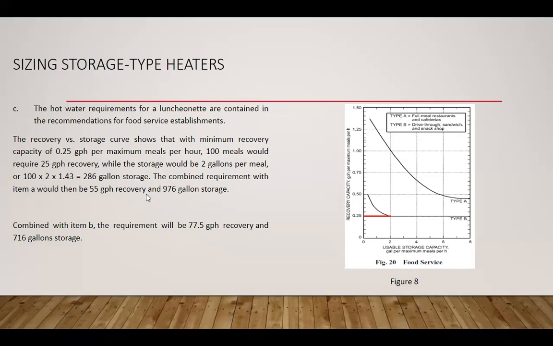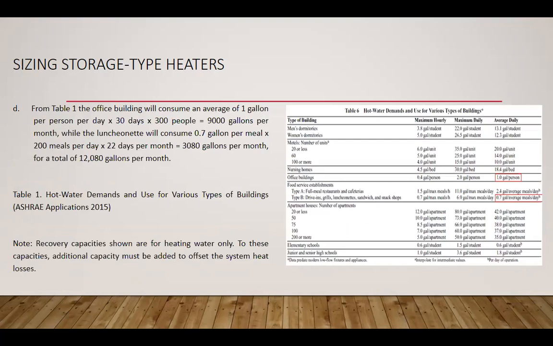So the combined requirement with item A would then be 55 gallons recovery. Add mo yun. 30 plus 25 is 55. So this is 976 gallons storage. So i-add mo doon sa A. So combined with item B, the requirement will be 77.5 gallons per hour recovery and 716 gallons storage. Okay. So now, from table 1, the office building, ano ba po?